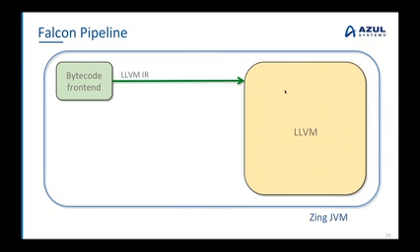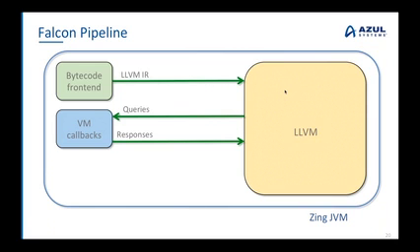LLVM will look at that method and it will do some analysis on it. And what it needs to do as well is to query the virtual machine about certain things. So it will send queries to the virtual machine in order to establish certain facts about that method so that it can figure out the best way of compiling it.